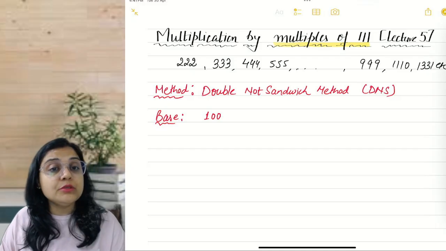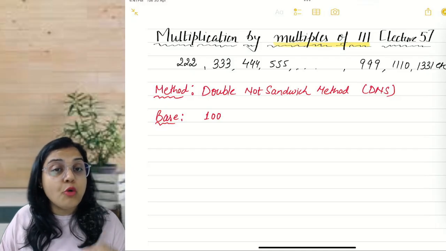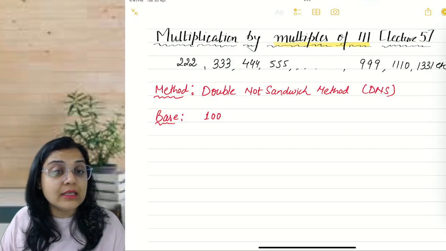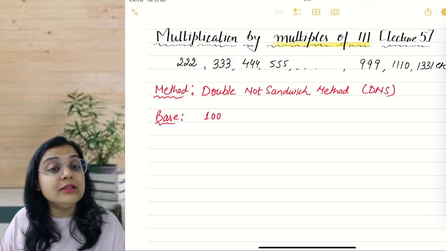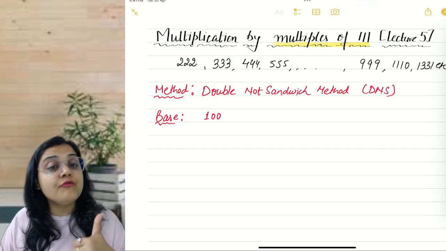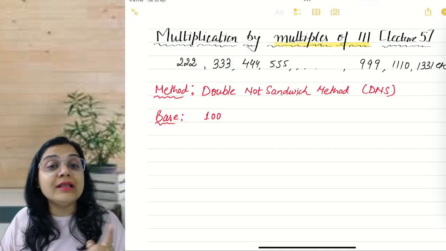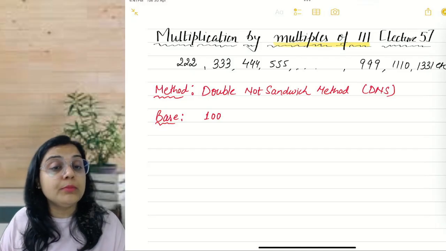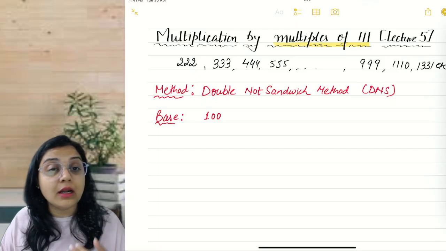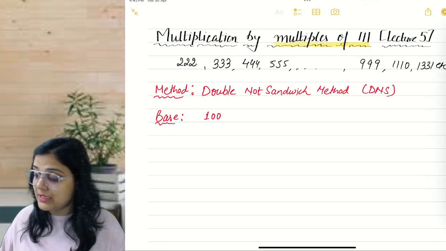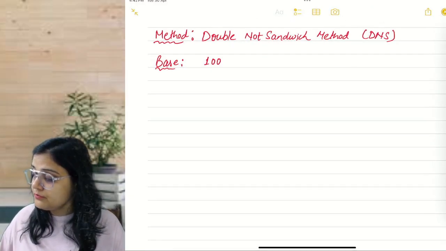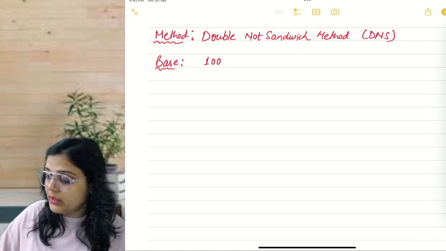This is very much important to understand: what is the method that we are going to use, what will be the base. If you will be able to identify these two things, this is the first step towards approaching a problem. If you can identify these things, only then you can proceed well in the learning journey of Vedic mathematics, right? So let us start with an example.